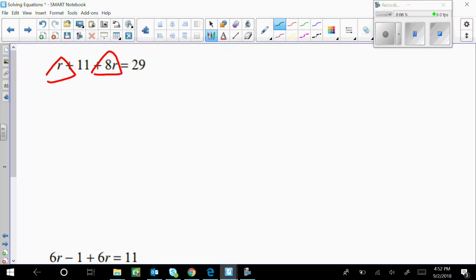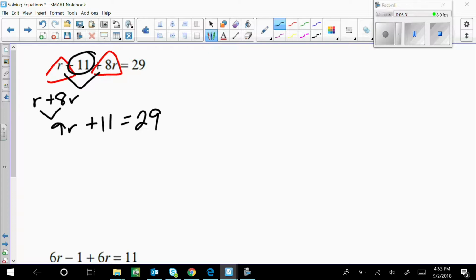Then I have a constant. I'm going to circle my plus 11. I'm combining my triangles, so I have r plus 8r, which is 9r. Bring down my plus 11 equals 29. Of course, now I have all my r's together on one side, so I can go ahead and do the do and undo.